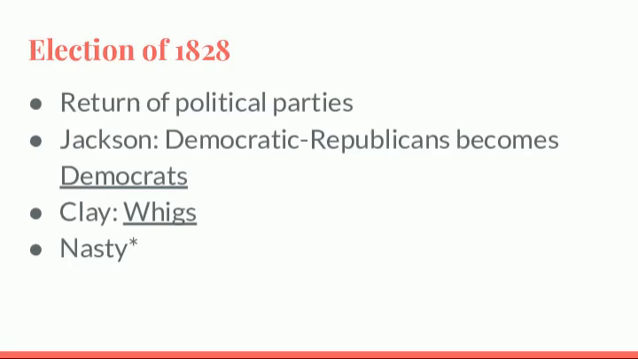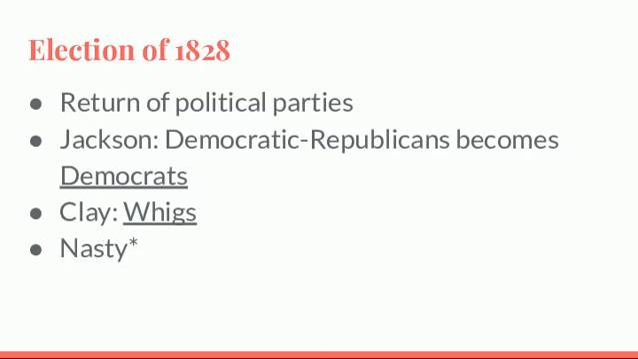Brings us to the election of 1828. There are certain elections that you need to know. 24 and 28 are both really, really important elections. First, this is going to be the return of the political parties. Political parties are going to come back, and they are going to end up returning.